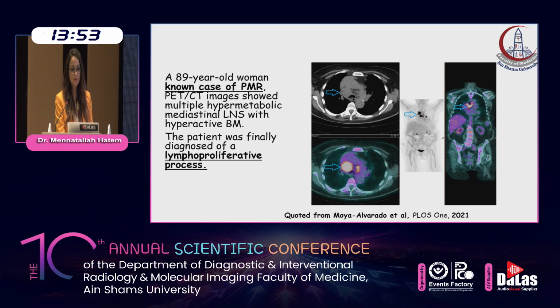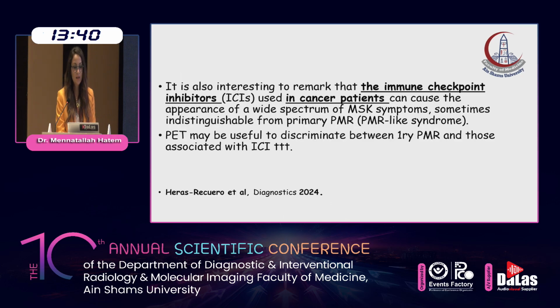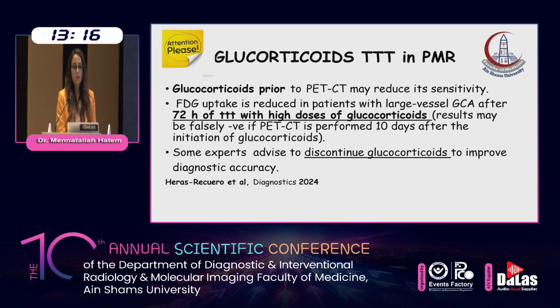Another case, the opposite. This is a known case of PMR, and now she's presented with multiple hypermetabolic mediastinal lymph nodes, and the patient was finally diagnosed with a lymphoproliferative disease. It is also interesting to remark that the immune checkpoint inhibitors used in cancer patients can cause the appearance of a wide spectrum of musculoskeletal symptoms, sometimes indistinguishable from primary PMR. It's a PMR-like syndrome. PET may be useful to discriminate between the primary PMR and those associated with the immune checkpoint inhibitors. What about glucocorticoids?